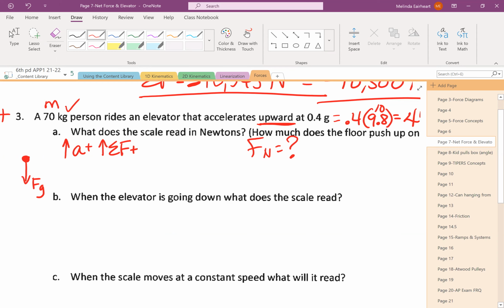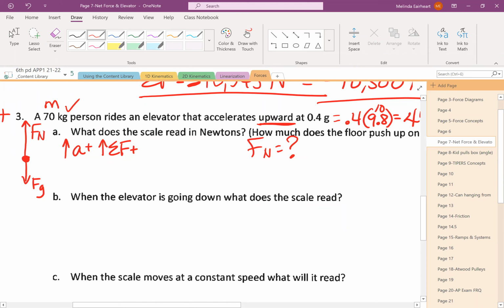How big do I draw normal force? Equal, less, or more? You're accelerating upwards. You feel heavier. You feel squished into your seat, right? The pressure. You weigh, theoretically, more, right? At least that's what the scale tells you. And so it's going to be bigger.